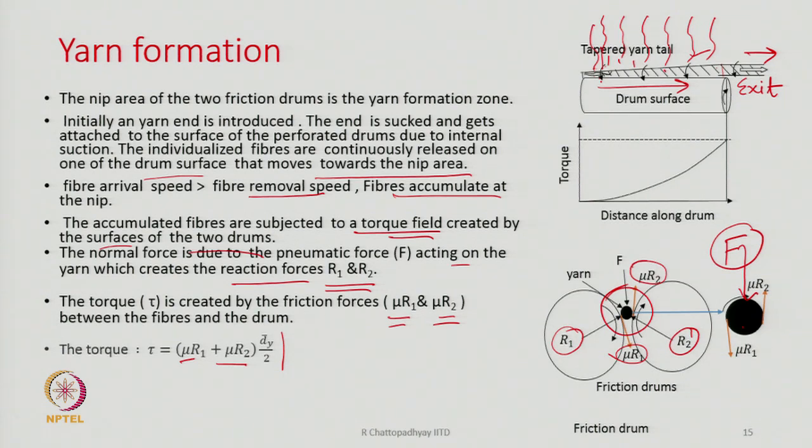See, the yarn tail is not of uniform diameter; it is thicker here and thinner in other ranges. So, we go by the average diameter of the yarn tail, and that is dy dash.